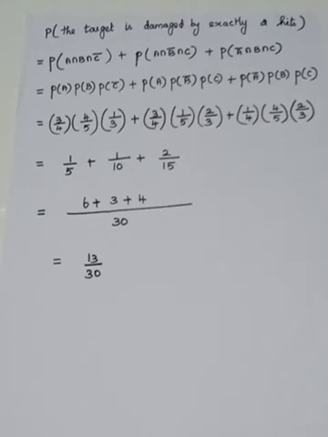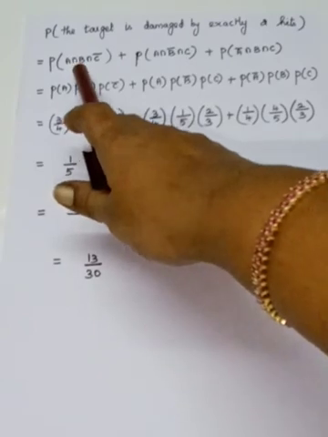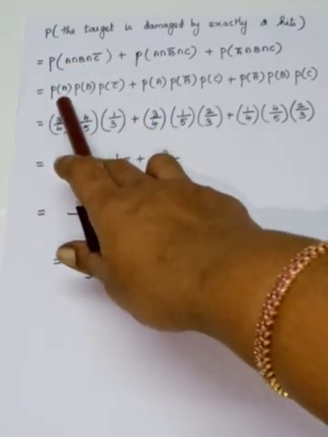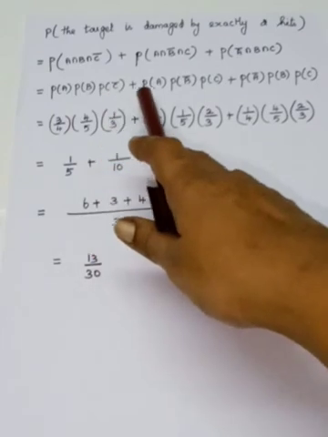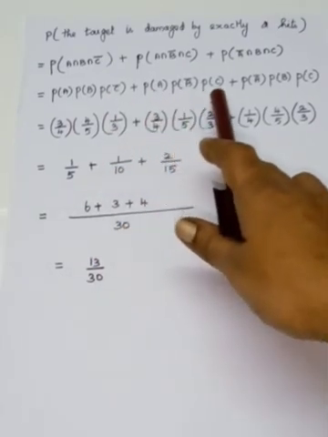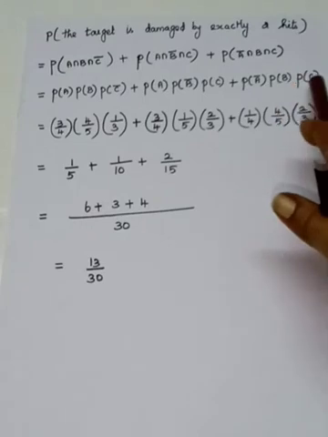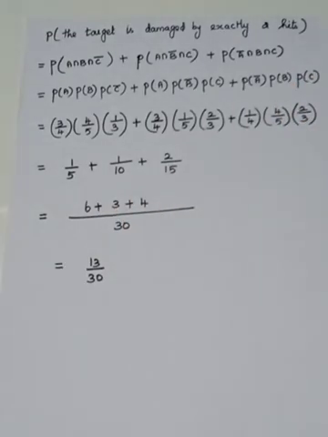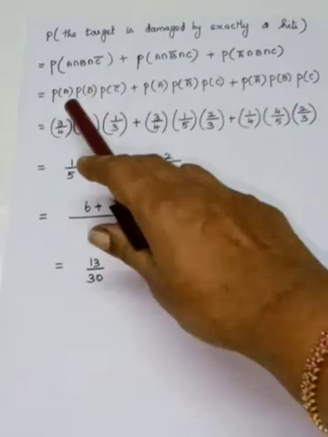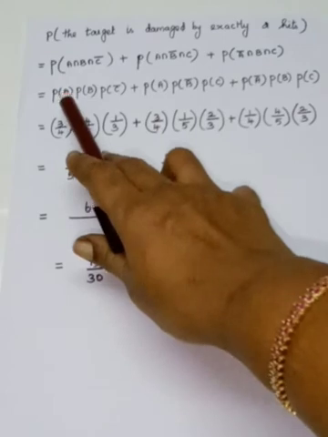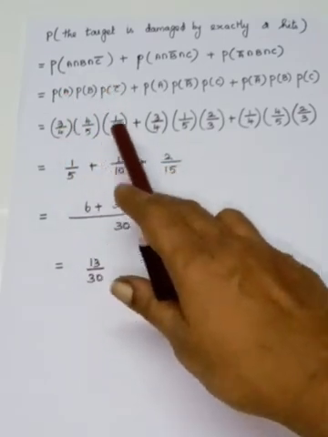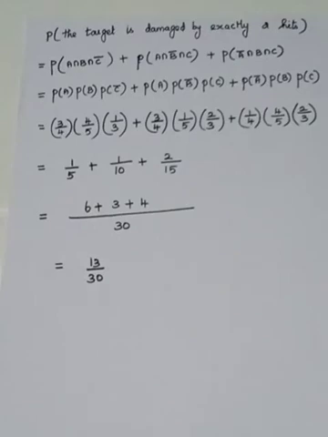We know that A, B, C are independent events. The occurrence of one event does not affect the probability of the other event. So therefore they are independent. So we can write P of A into P of B into P of C bar, plus P of A into P of B bar into P of C, plus P of A bar into P of B into P of C. So separately we can multiply, and the results have to be found. While you are substituting, you have to be careful.